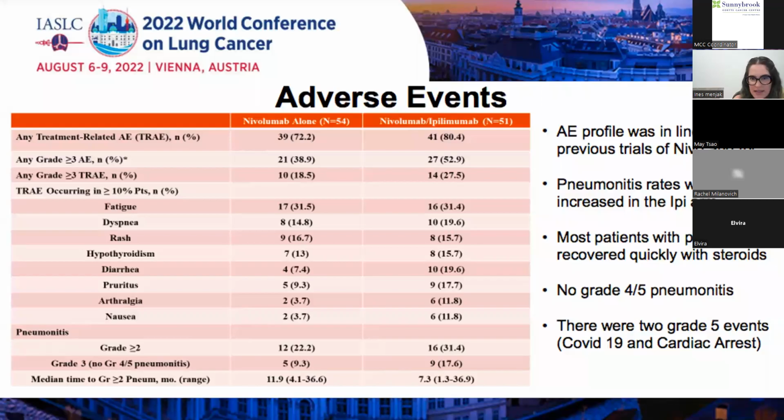In terms of side effects, as expected, the combined arm showed more side effects, mainly pruritus, diarrhea, and pneumonitis, with 70.6% of grade 3 pneumonitis in the combination arm. However, most patients with pneumonitis recovered quickly with steroids.